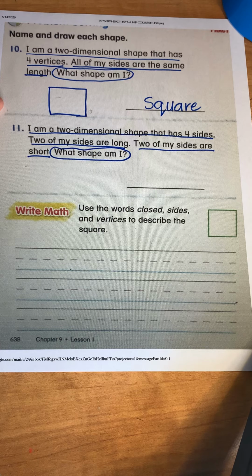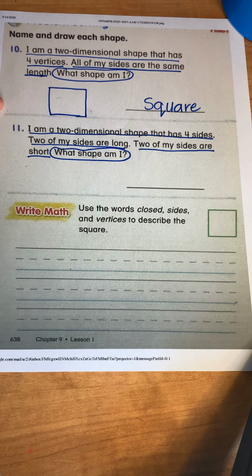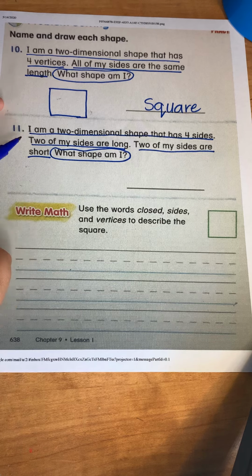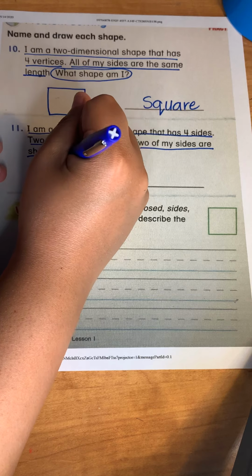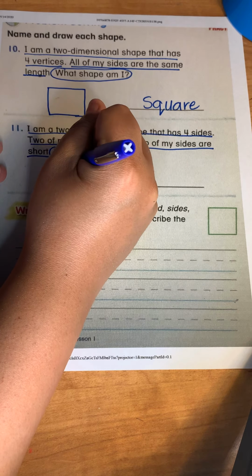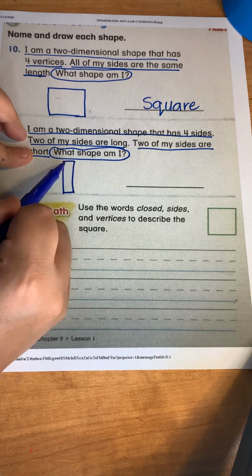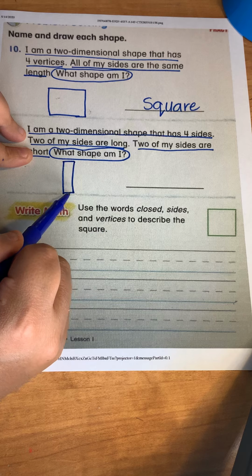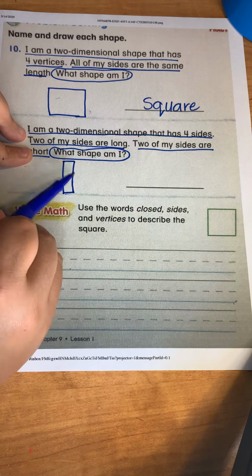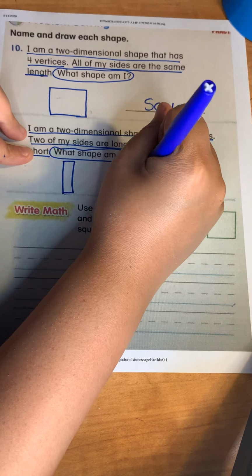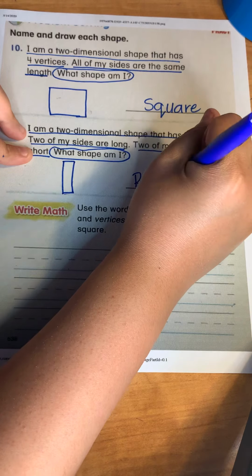Well, remember, we said that a rectangle has the top and bottom sides very short, but then the ones that come all the way down, those are long. So the shape that number 11 is talking about is a rectangle. So let's go ahead and draw a rectangle. So see, this top part is short and so is the bottom part. But these 2 long lines are longer than the top and the bottom. So it has to be a rectangle.